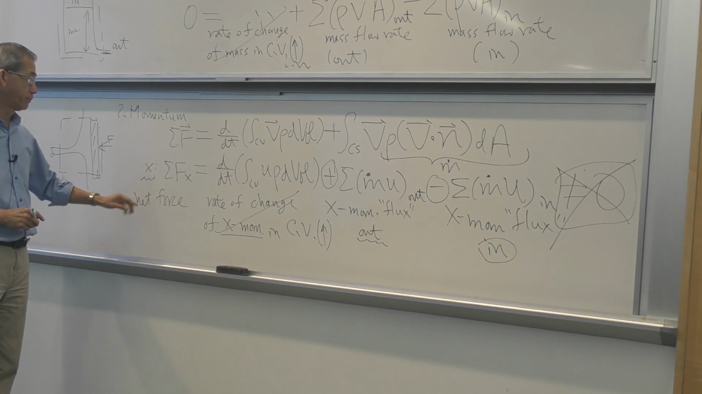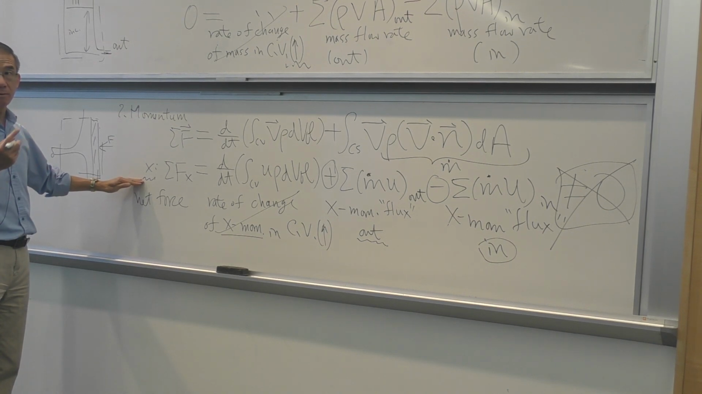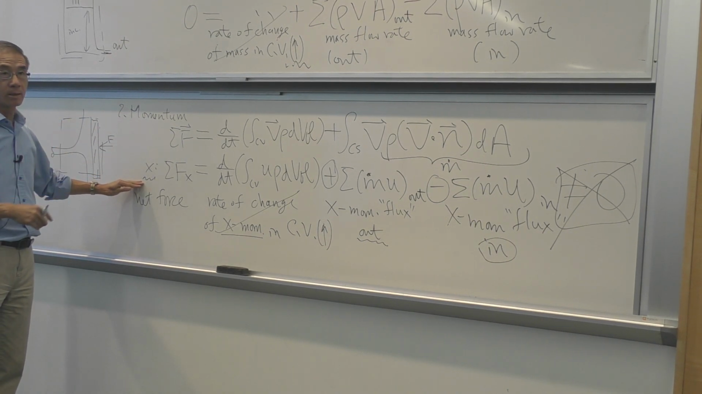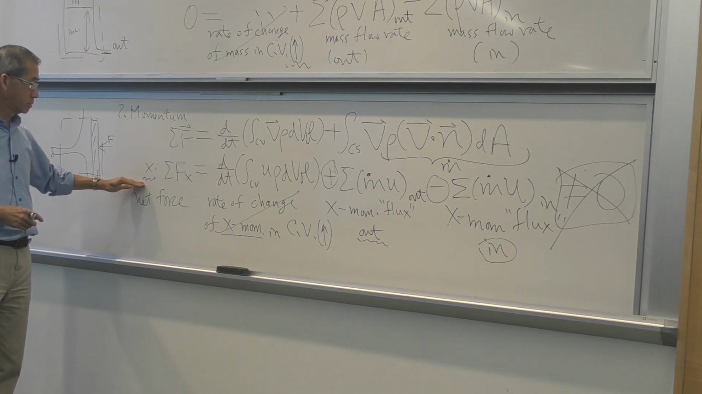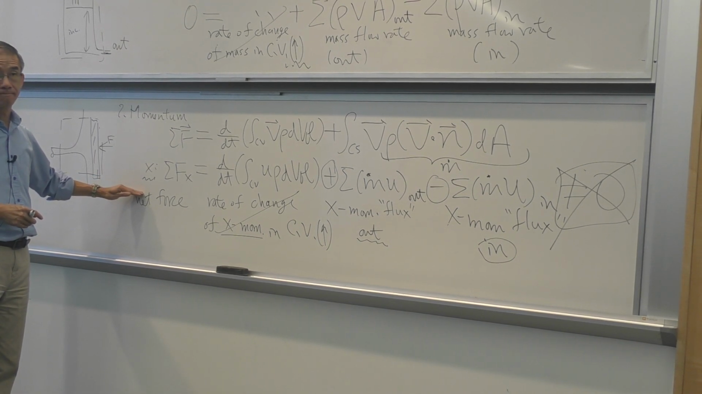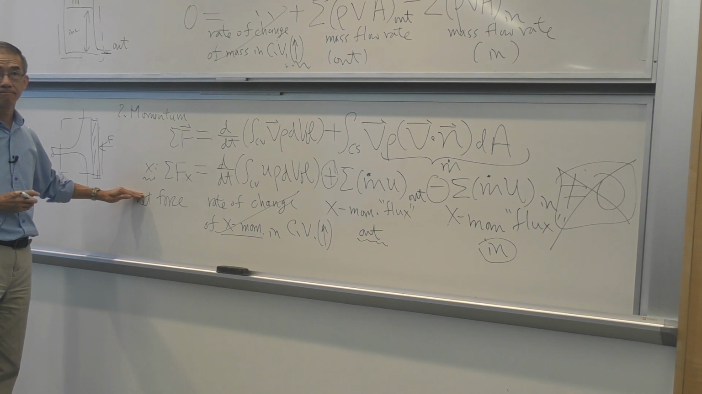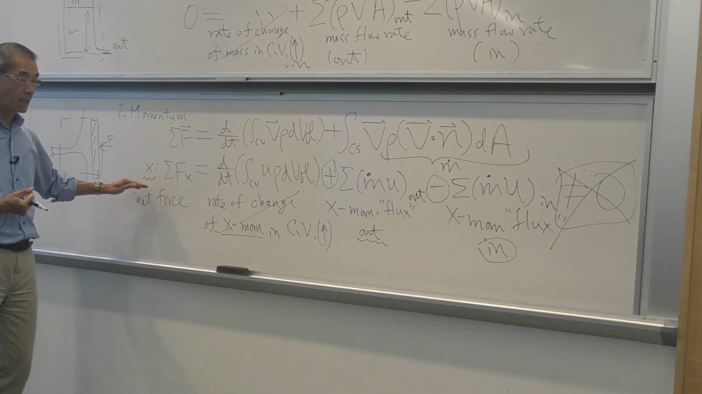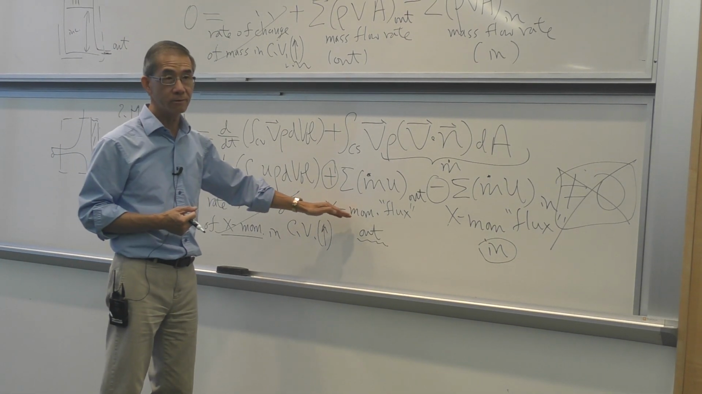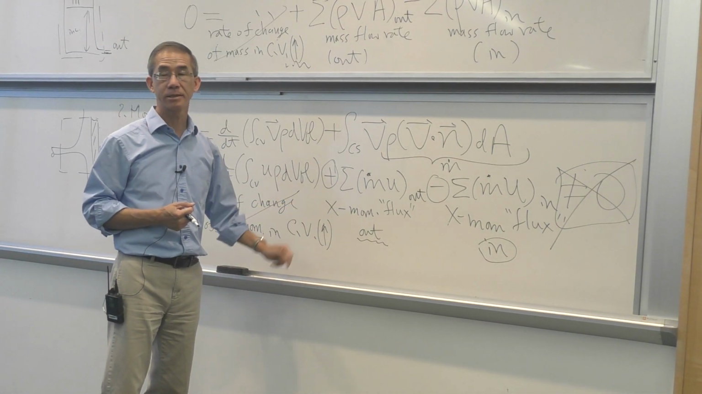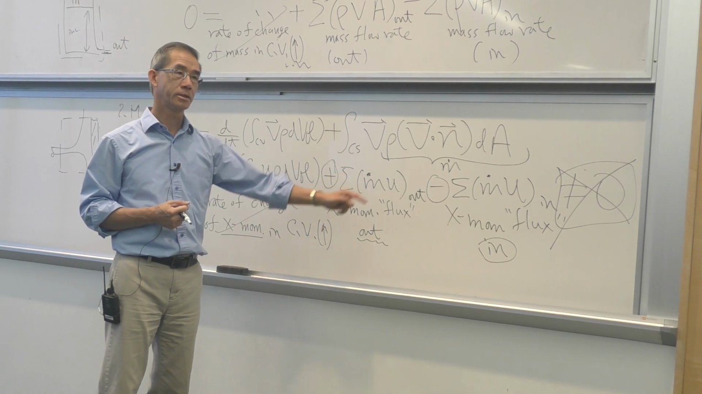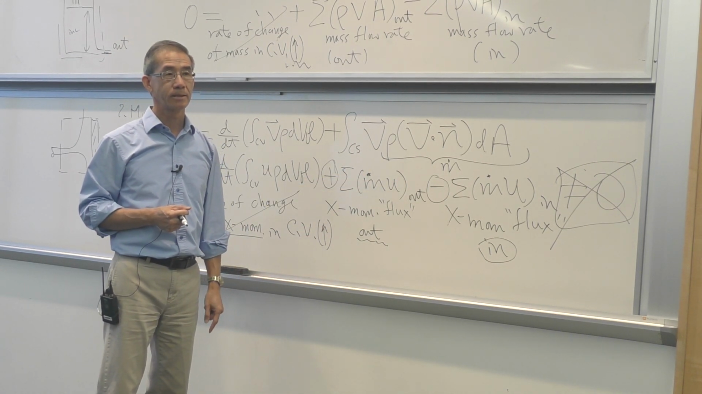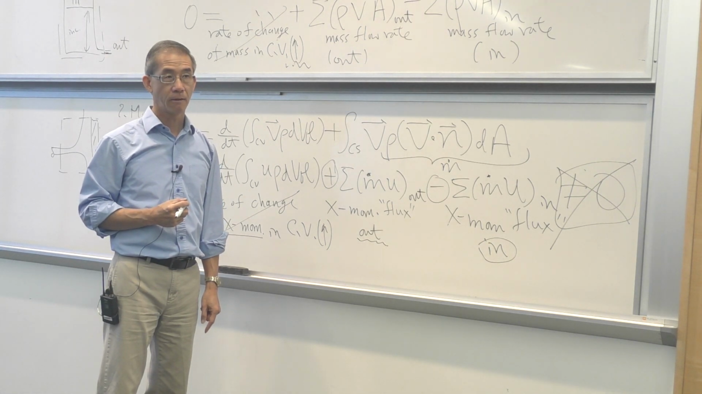Read that for angular momentum. What's driving the change of angular momentum? Again, this is all steady. In the x direction it will be the net torque. In which direction? About the x-axis. That will result in change of angular momentum about the x-axis, out minus in. Does that help?